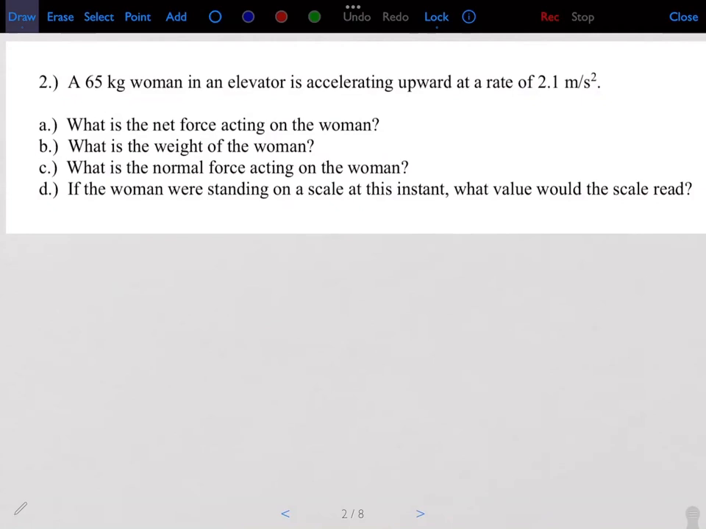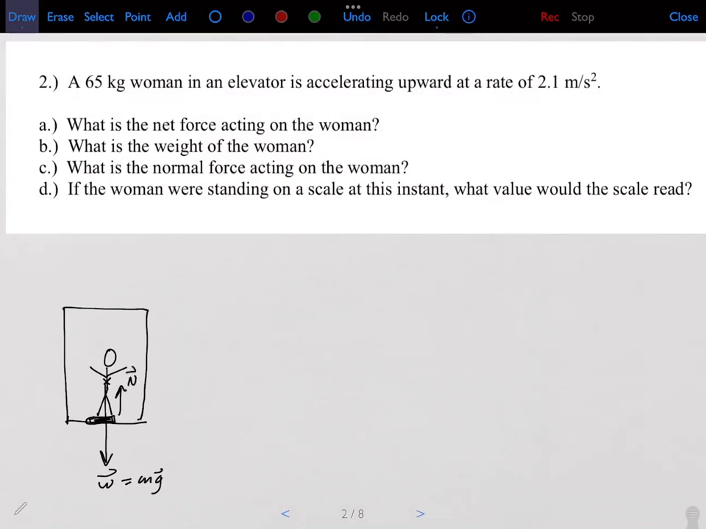Okay, so I'm going to draw a picture. Let's say this is the elevator. Here's the woman standing on the floor of the elevator, or you can even think of it as a scale. Later, we want to have a scale there. And what are the forces acting on the woman here? At our center of mass, we have the weight. Her weight is acting down, that's mg. There's a normal force that the scale or the floor pushes up on her, that's N.